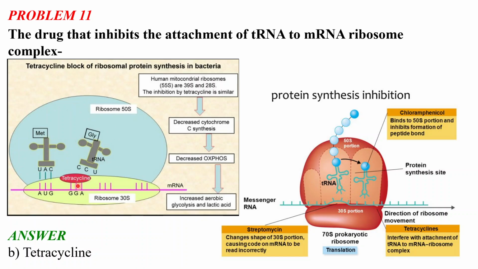It binds on the 30S in this position and interferes with the attachment of tRNA. So as you can see, tRNA cannot attach to this mRNA ribosome complex. That is how tetracycline works. Now I will go to the next problem.